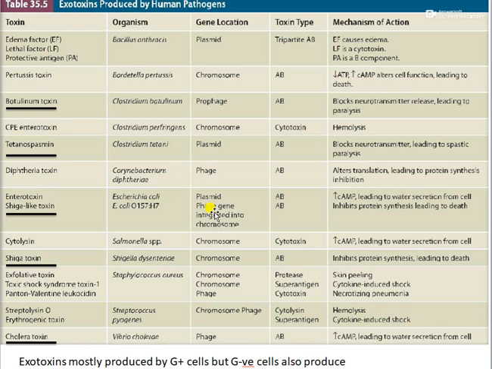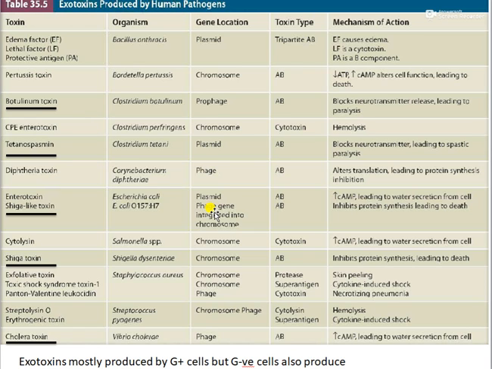These toxins which I have listed here are exotoxic in nature. That is, they are produced extracellularly, outside of the particular cell. Gram-negative organisms also produce exotoxins, and most predominant among them is the Shiga toxin, which is produced by Shigella dysenteriae, and it is chromosomally encoded.